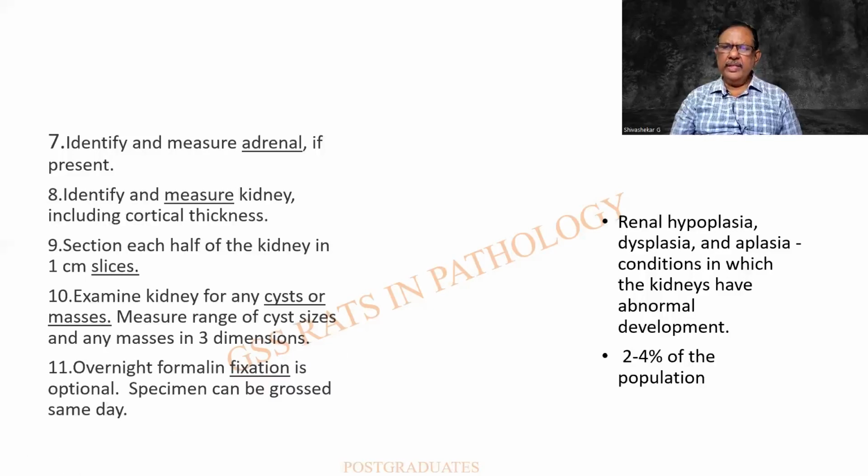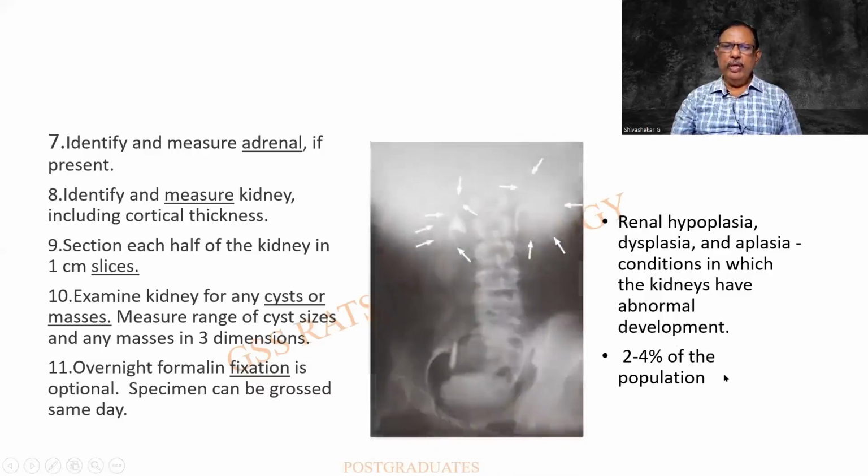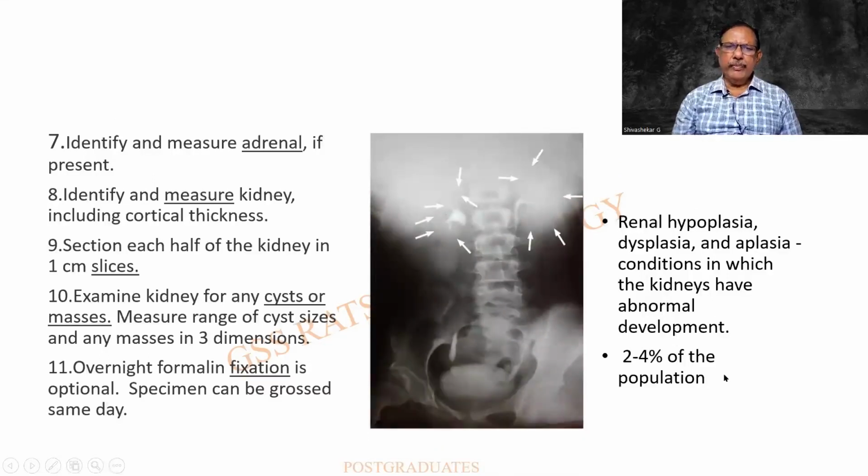There are some conditions such as renal hypoplasia, dysplasia, and aplasia because of abnormal development. This affects about 2 to 4% of the population. Look at this one. The kidney on this side is normal, whereas here it is hypoplastic.